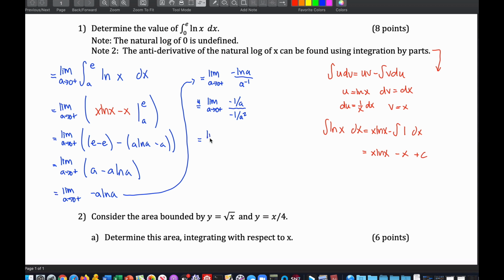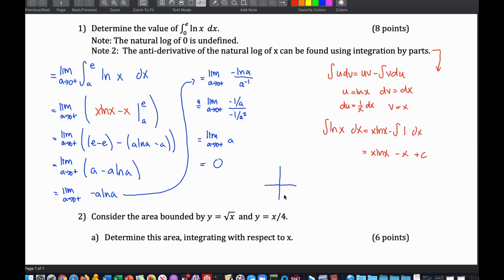And this I can clean up a little bit. This is just the limit as a approaches 0 from the positive side of, let's see, if I multiply by the reciprocal of the denominator, I think the negatives will cancel each other out, and I'll get a squared over a, which reduces to just a. And the limit as a approaches 0 from the positive side of a is just equal to 0. And you're like, 0? How can that possibly be the case?